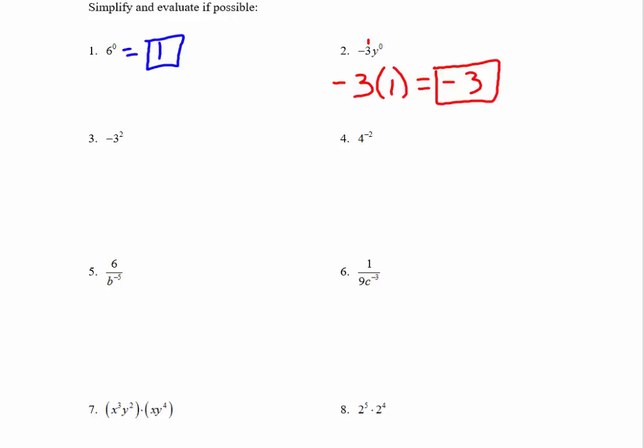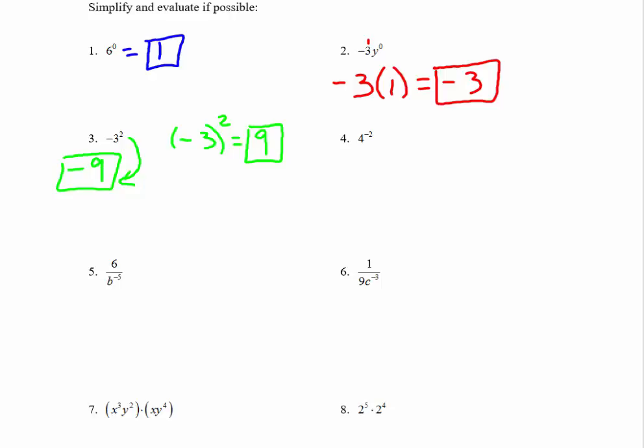Number 3, negative 3 squared. Be careful. Negative 3 squared is different than parentheses negative 3 squared. You get a different answer. Negative 3 squared actually says keep the negative on the outside and just square the 3. So we end up with a negative 9. But if you had parentheses, then a negative 3 times a negative 3 is positive 9. Parentheses makes a huge difference. So with negative 3 quantity squared, you get a positive 9, but with a negative 3 on the outside, you end up with a negative 9.